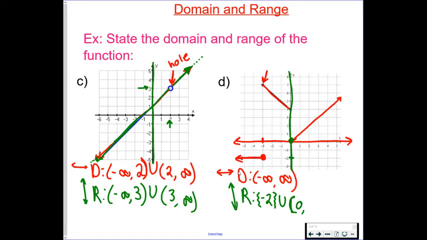And then I keep going up on my graph. Notice that as I keep going up, up, up, there's an arrow, so it goes off to infinity, where we use parentheses. Okay, that's how you would do domain and range for graphs.